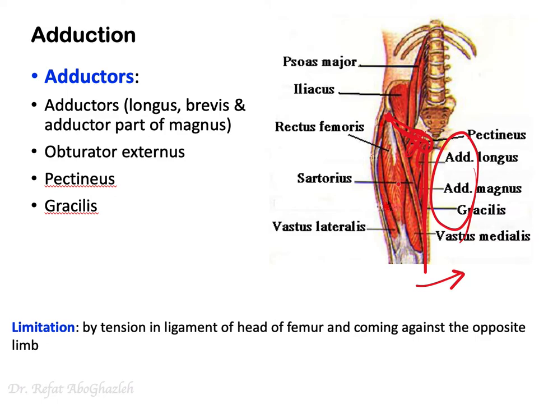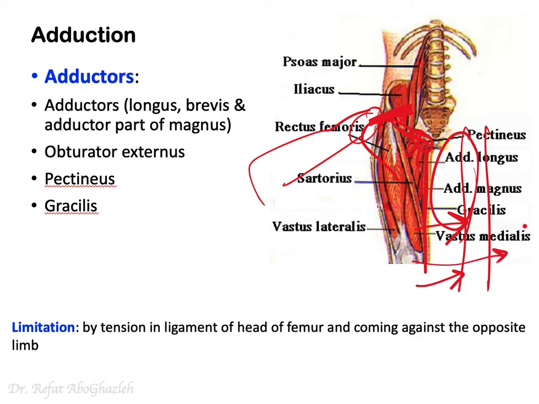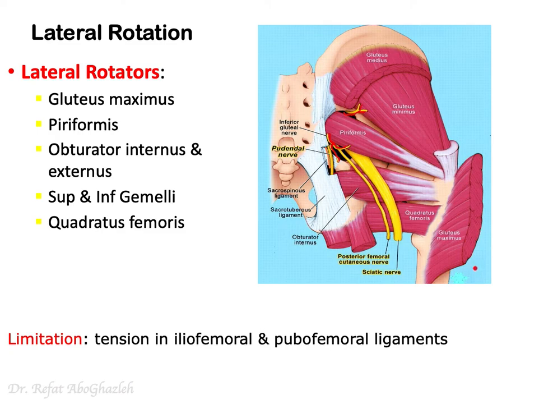The limitation of adduction will be by the ligament of the head of femur, because you know this is the head, for example, head of the femur with the ligament. So when you adduct it, the tension will prevent it here. This is number one. And when your thigh comes against the other thigh, it's also considered a limitation to not adduct it more and more. So that was flexion, extension, abduction, and adduction.